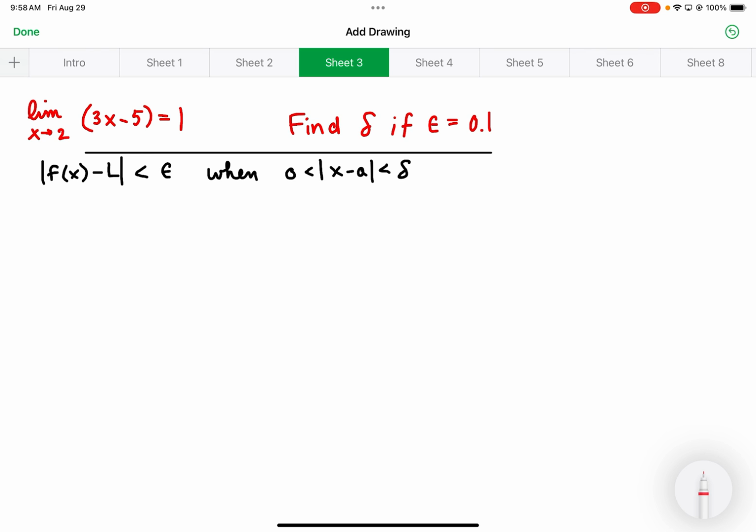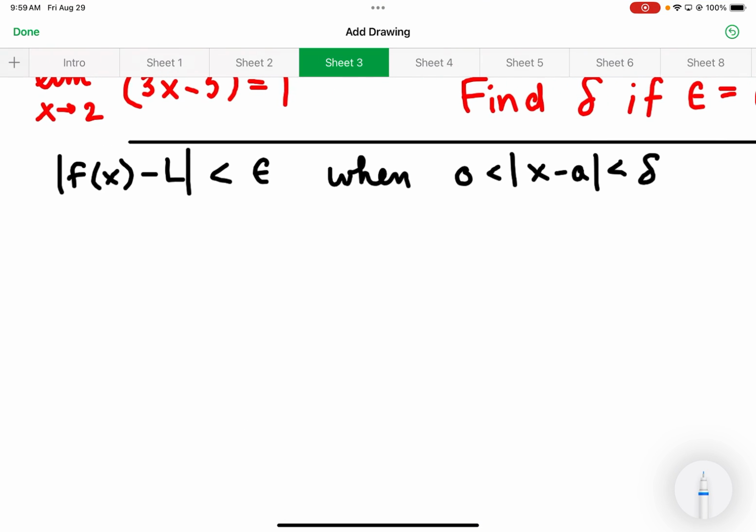We don't know what x is. We're just going to leave that open-ended because that's our independent variable. But do we know what a is? What would a be? Good, Jay. It's going to be our limiting factor. x approaches 2, so a is going to be our value of 2. And then we want to find what delta is. That's what we're searching for.